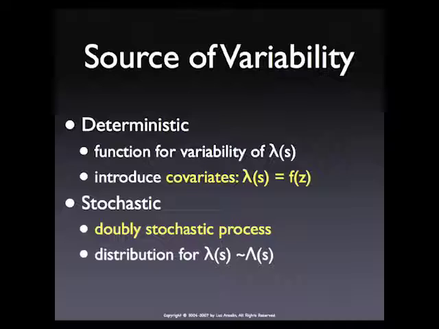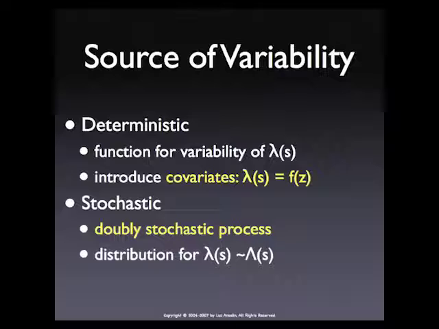That's how it works. But for our purposes, we'll just keep it simple and assume that we know what these parameters are, so we just stick them into an equation, and that gives us for every point s in space what the intensity of the process would be at that location. As opposed to the stochastic process where we have a distribution.